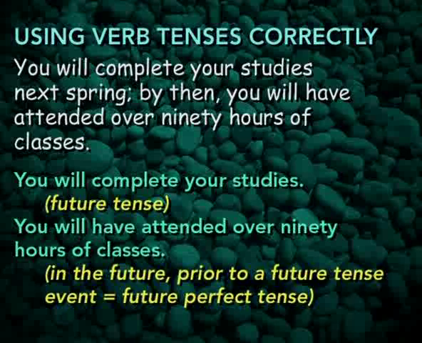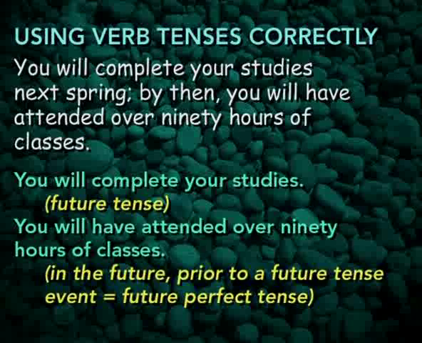Will have attended is the future perfect tense, and that tells us that event is going to happen prior to the completion of the studies. In all of these sample sentences, two events occur, and the proper verb tenses have been selected to make it clear which event comes first and which event comes later.